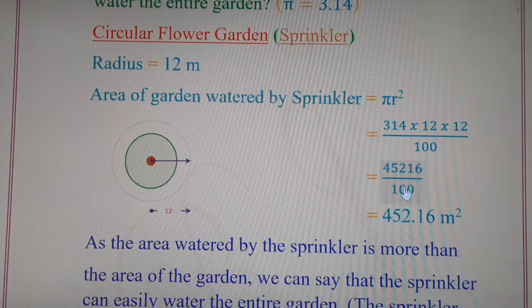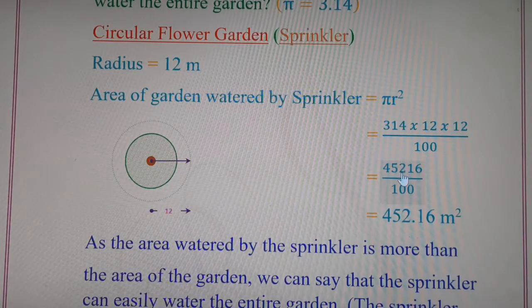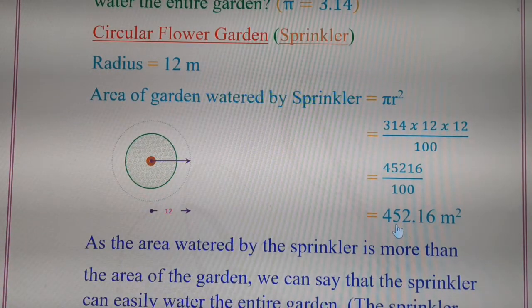And when we divide by 100, we can replace this fraction with a decimal number by removing the denominator 100, and putting a decimal point after 2 digits from the right side in the numerator. So 2 digits from the right side of 6, 1 and 2, the decimal point will be between 2 and 1. So 452.16 will be our answer. 452.16 meters square will be the area of the garden in which the sprinkler can water. So the sprinkler will water an area covering 452.16 meters square.